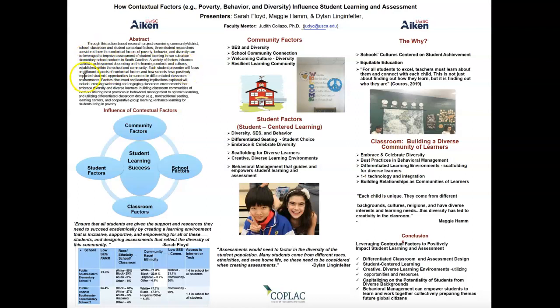A variety of factors influence student achievement depending on learning context and the school cultures. So factors discussed in the learning implications include creating welcoming and engaging school environments that embrace diversity and diverse learners, building a classroom community of learners, utilizing best practices in behavioral management to optimize learning, and using differentiated classroom design to enhance learning for students living in poverty. So the community factors, school factors, student factors, and classroom factors all impact student learning success.